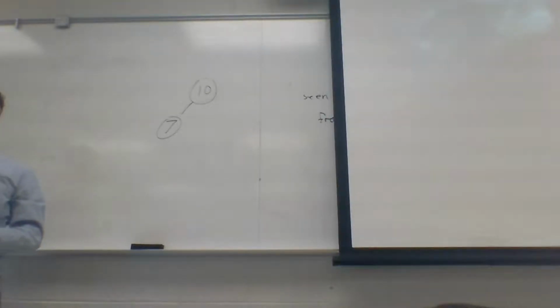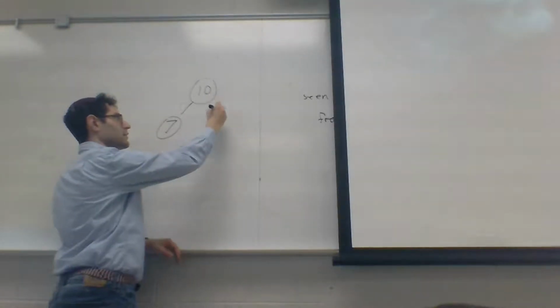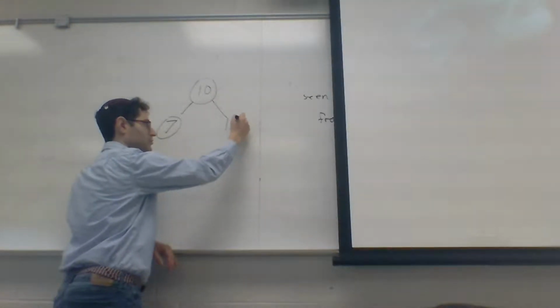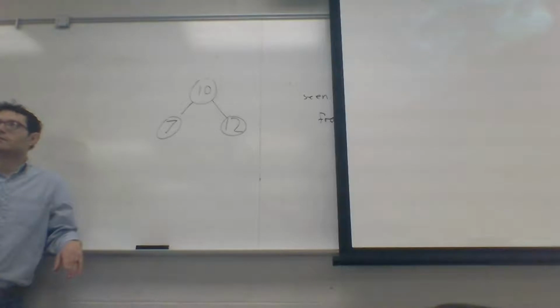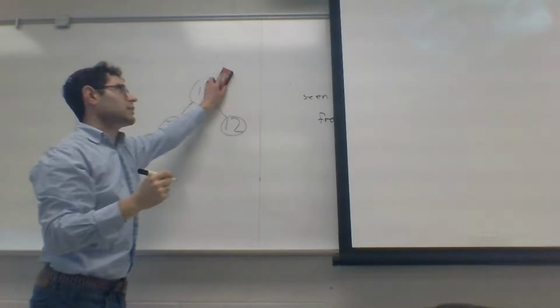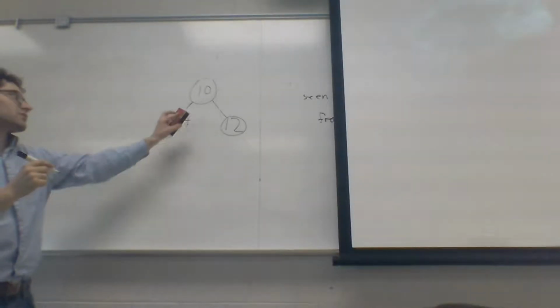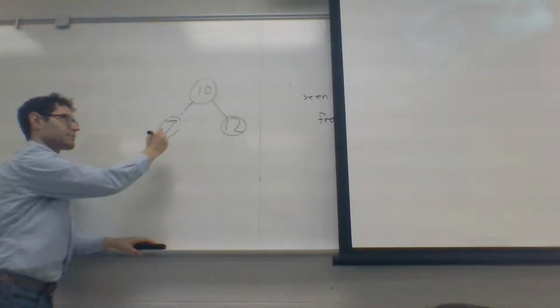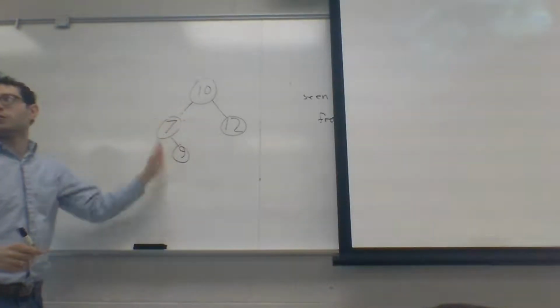All right, somebody else choose a number, and let's keep it under 100, shall we? 12. Okay. 12 is greater than 10, so we go to the right, and we put 12 over here. Next number. 9. 9 is less than 10, so we go to the left subtree of 10. 9 is greater than 7, so we go to 7's right subtree. So we add 9 over here. Go left, and then you go right.